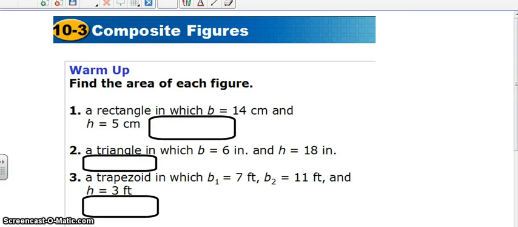Okay, geometry. We are in Chapter 10, Section 3 today, talking about composite figures. Very fun. So try the warm-up, come back and check your work.